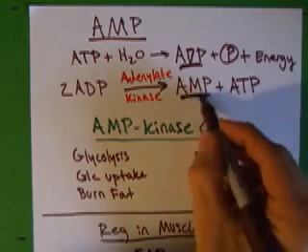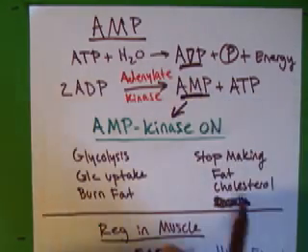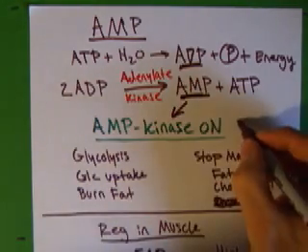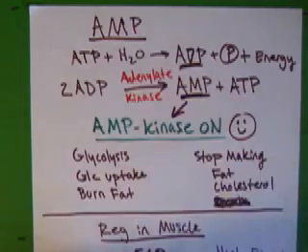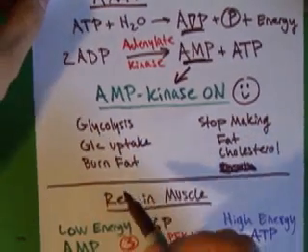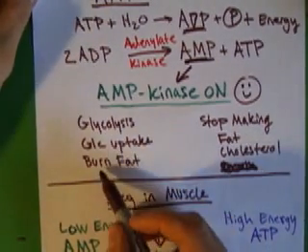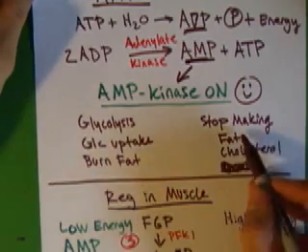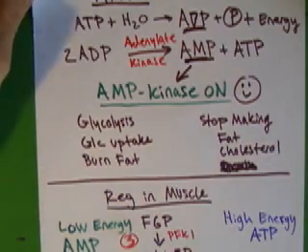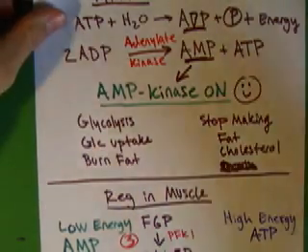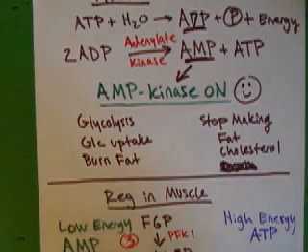Now that we have all this AMP, AMP kinase is on. That's a good one. That one's your friend. It's going to cause glycolysis to happen, more glucose uptake, you're going to be burning fat, and you're going to stop making fat and cholesterol. So there's a chart that shows AMP kinase and its effects. It's a good one to be familiar with.